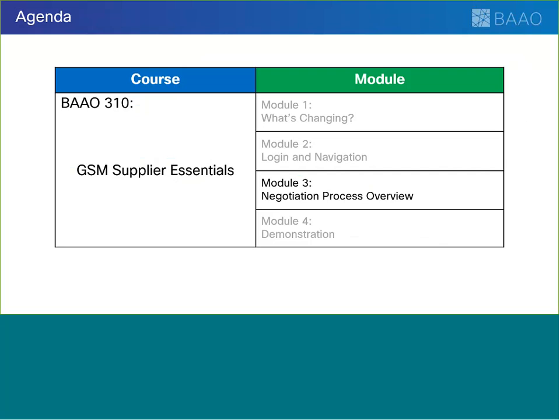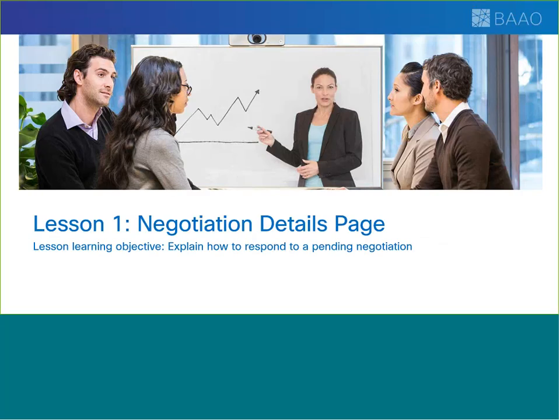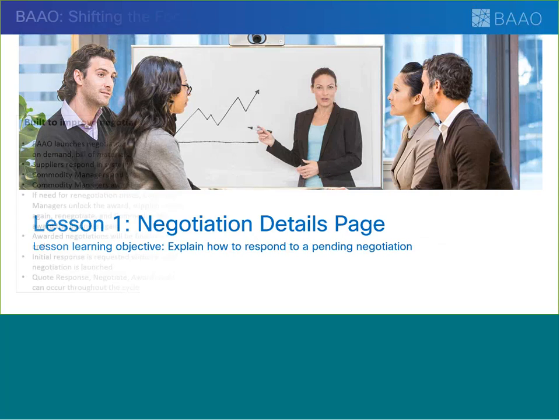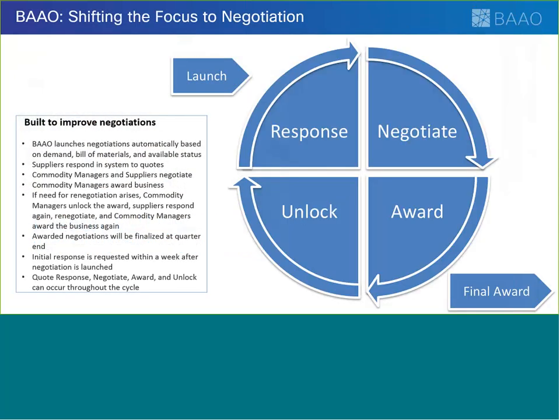Now we'll move into a general overview of the BAAO negotiation workflow. The basic steps have not drastically changed from the way they are performed today in Oracle. The negotiation cycle still follows the process of launching a negotiation, suppliers responding to the quote, commodity managers and suppliers negotiating on the applicable parts, and commodity managers awarding the business. However, the way this workflow occurs has been dramatically improved.